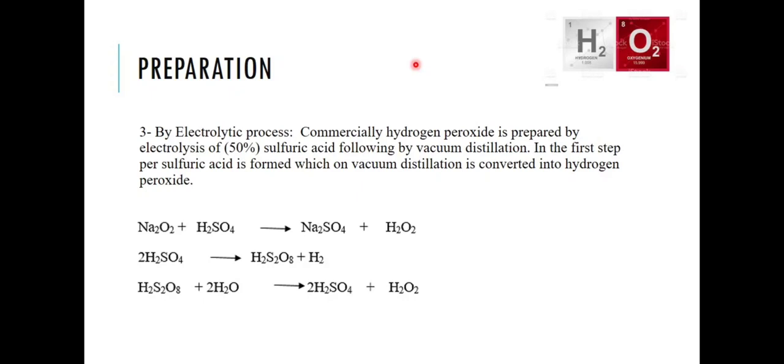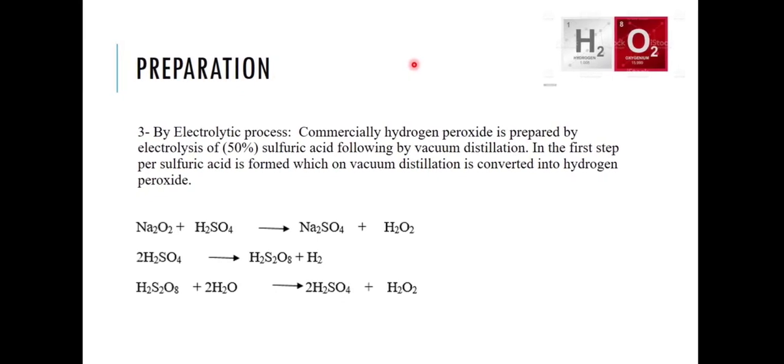In the first step, 2H2SO4 upon electrolysis gives H2S2O8 plus H2, that is peroxydisulfuric acid. Then in the second step, H2S2O8 upon heating gives H2SO5, Caro's acid or peroxysulfuric acid. Then in the third step, H2SO5 on hydrolysis gives sulfuric acid and hydrogen peroxide. This method of preparation is called the electrolytic method.